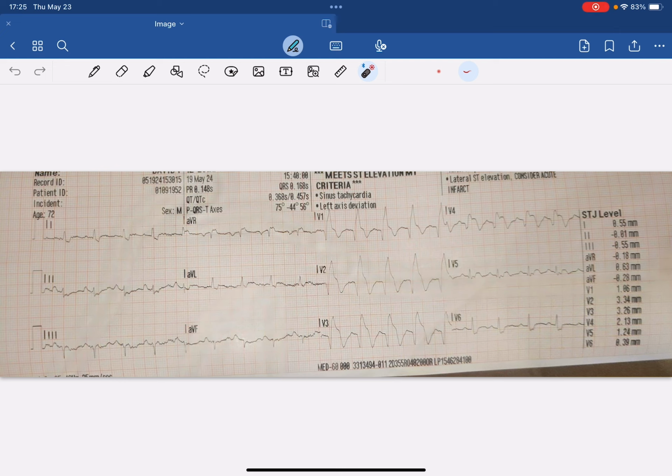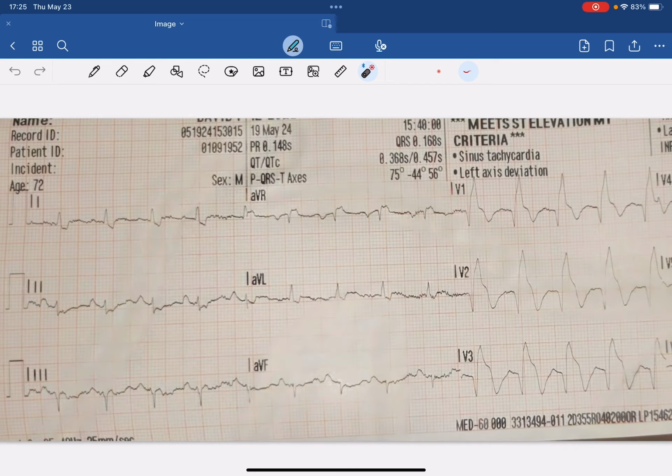So when it comes to identifying STEMI in the setting of any sort of dysrhythmia, we're really focusing on the J point. That's what we want to identify. And the J point is the transition from the QRS complex to the ST segment. However, in the setting of a right bundle branch block, that can be historically difficult to identify.